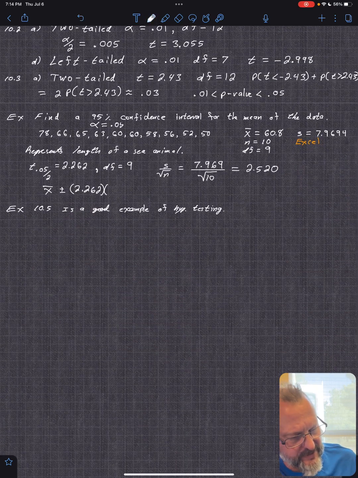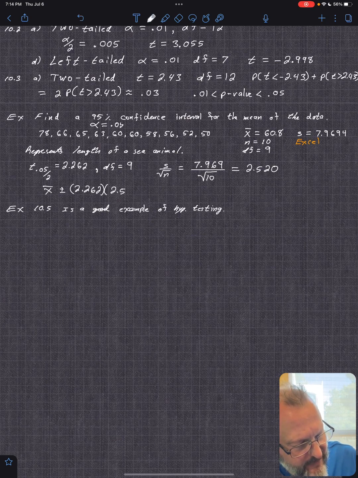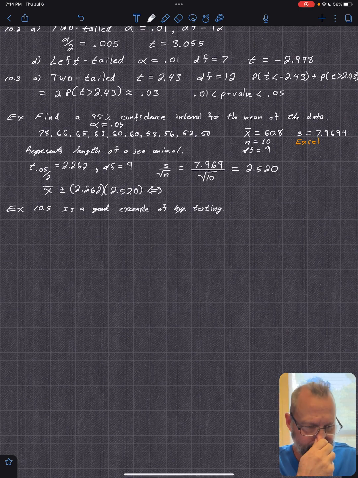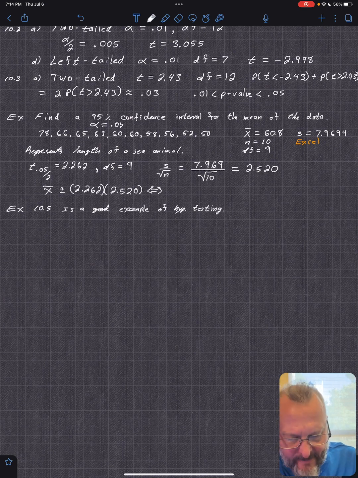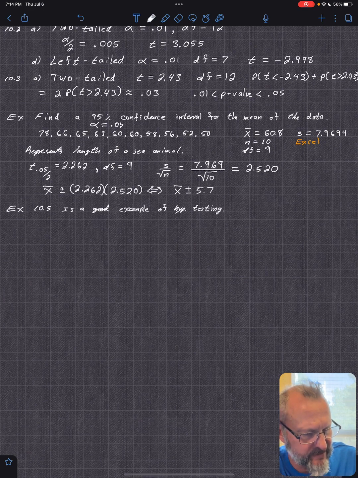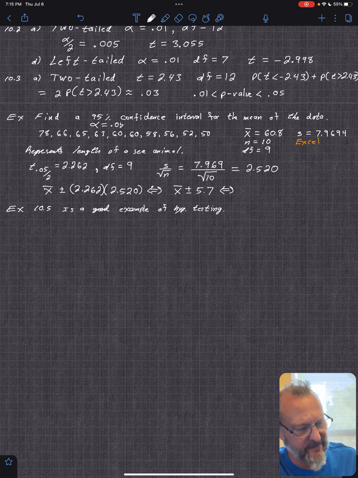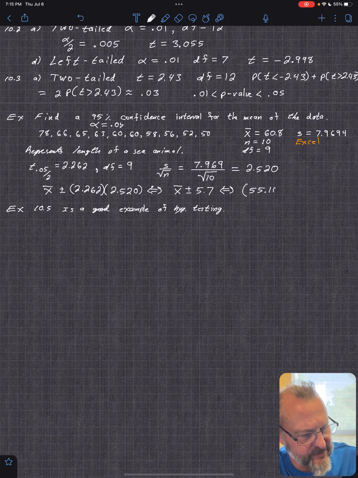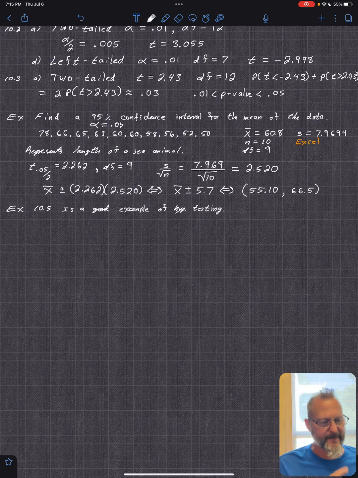Put in the number 2.520 and calculate that out. I use 1 decimal because these are all whole integers anyways. And so I got x bar plus or minus 5.7, which is equivalent to that symbol. Actually, the double arrows is if and only if, technically. So I did this in my calculator. I added, subtracted 5.7, and this is the 95% confidence interval. I got 55.10. What was the mean again? Yeah, the mean was 60.8 to 66.5. Okay, so there's your 95%.